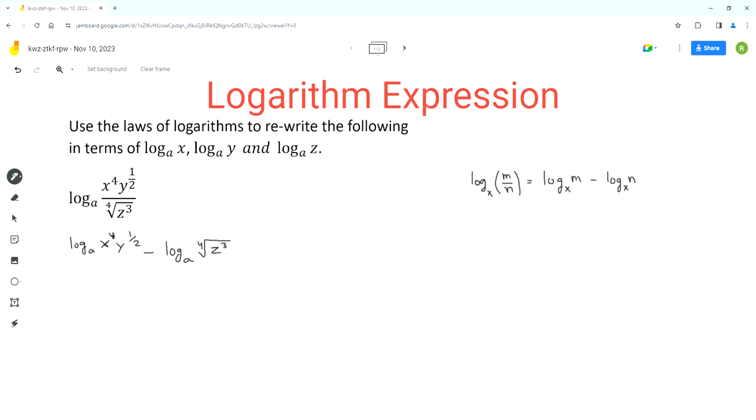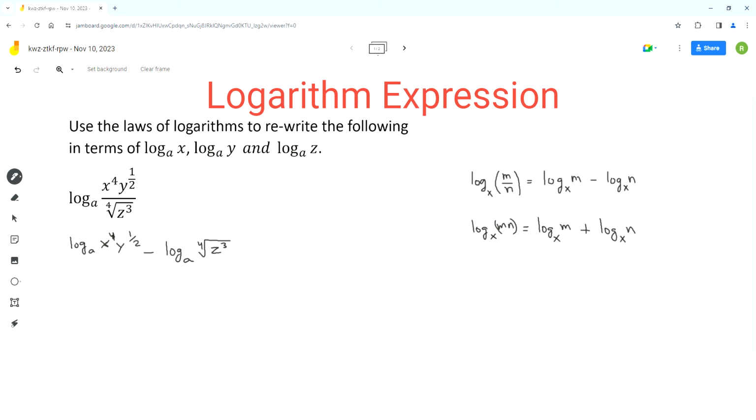Now we have to split up this first log term using the product law of log. So I'll write the product law on the board. So as per the product law, log of m times n to the base x can be written as log of m to the base x plus log of n to the base x. So the base of the log terms is the same and we add these log terms. So we'll use the same law here.